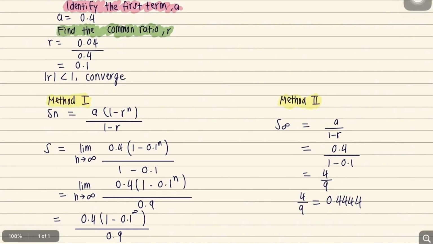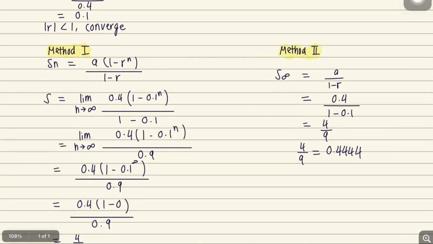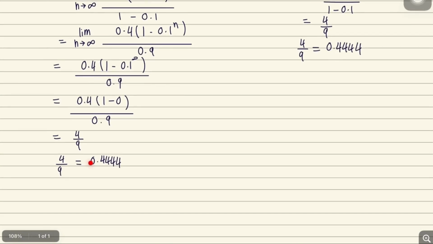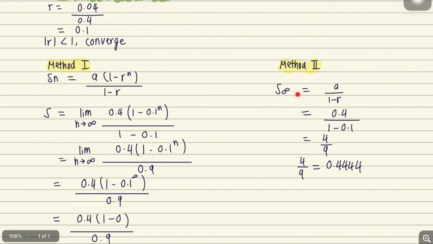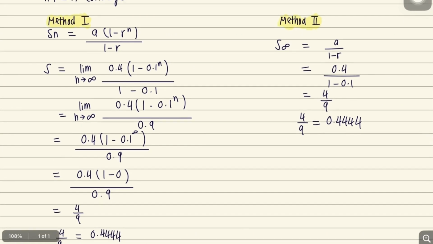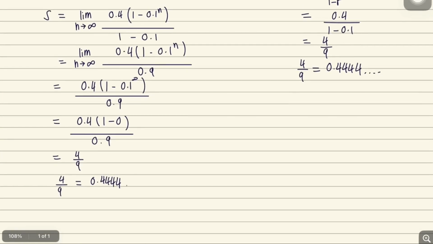So there are two methods that we can use to change repeating decimals into a fraction. The first is using the summation formula. The formula is this one. We just need to plug in the numbers, but here we need to change the limit to n approaching infinity, because we have infinitely many repeating decimals, and then we just plug in the numbers. We get 4 over 9, which is equal to 0.44444. The second one is using the infinite summation formula, which is a over 1 minus r. So we just plug into the formula, and then we get 0.4444 and so on.